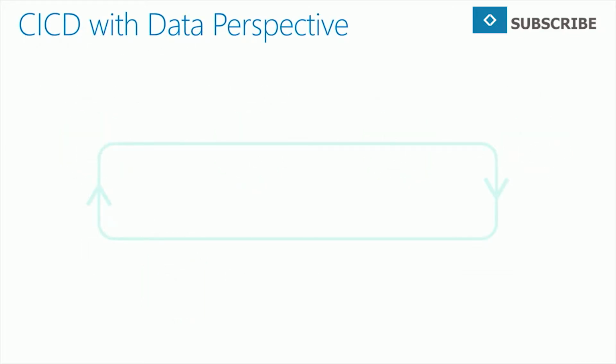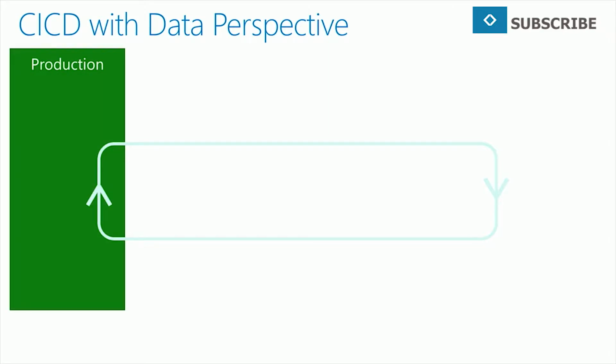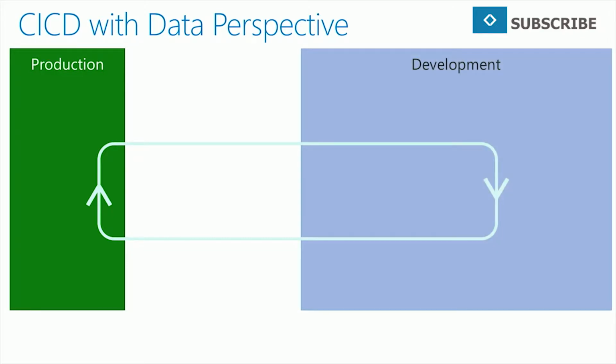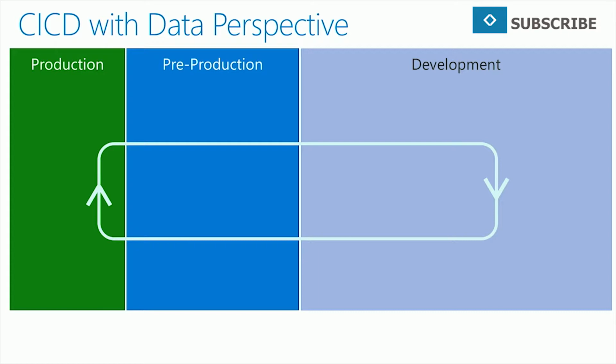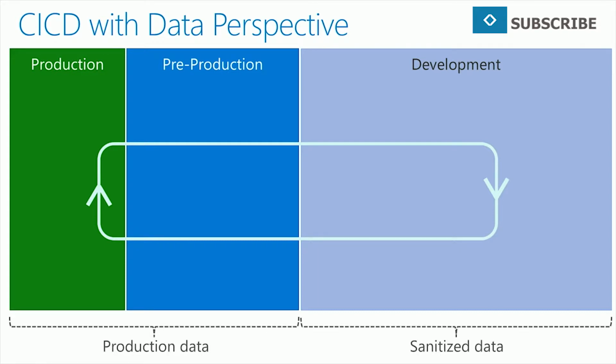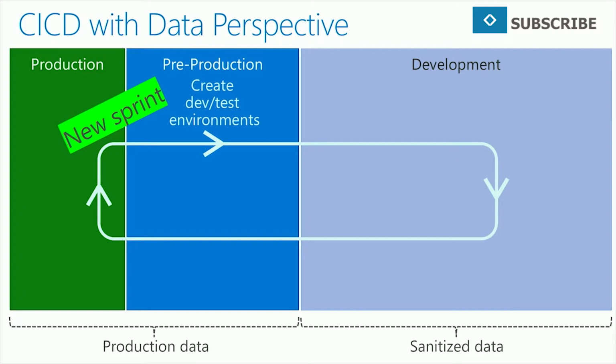So when we look at the DevOps and CI/CD perspective, also with the data perspective, what happens? We have a production environment and a development environment. In between, we typically have a pre-production environment. So in production and pre-production, we have production data. And when it comes to the development environment, we usually deal with sanitized data instead of dealing directly with the production data.